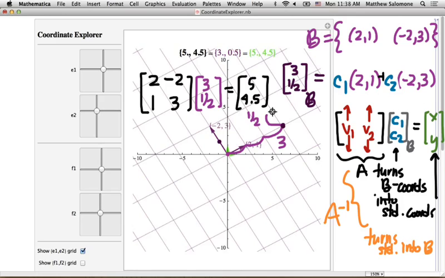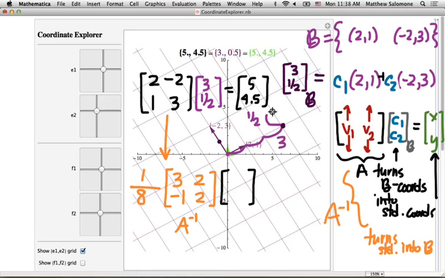So let's just use our 2 by 2 shortcut and find out what is the inverse of this matrix with 2, 1 and negative 2, 3 in the columns. How does the shortcut for 2 by 2s work again? So there's the inverse of our matrix. And the claim is that this inverse should turn standard coordinates into b coordinates. So let's try picking a different standard coordinate and see if we can get the b coordinates out of it.